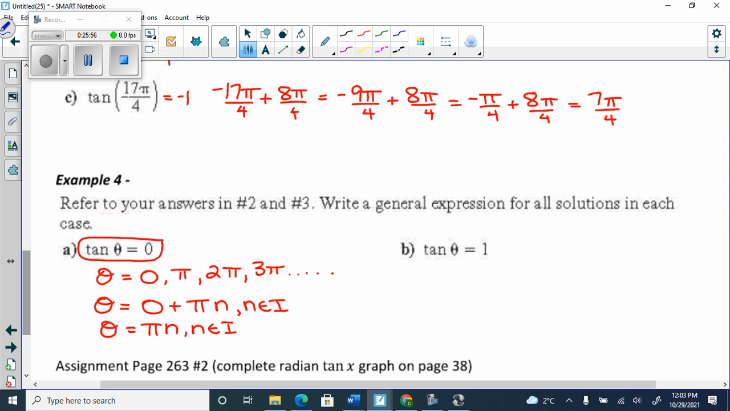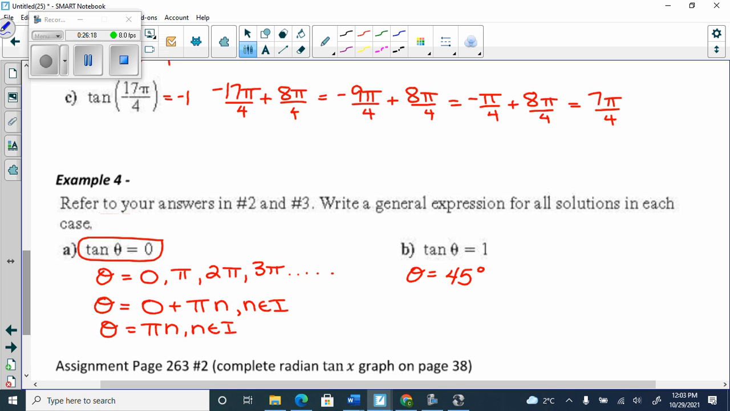For b, it's tan theta equals 1. Tan theta equals 1. Okay? Where does tan theta equal positive 1? 45 degrees. At 45 degrees? We'll do this one in degrees, sure. It doesn't specify, so we'll do 1 in radians and 1 in degrees. So we'll go 45 degrees.